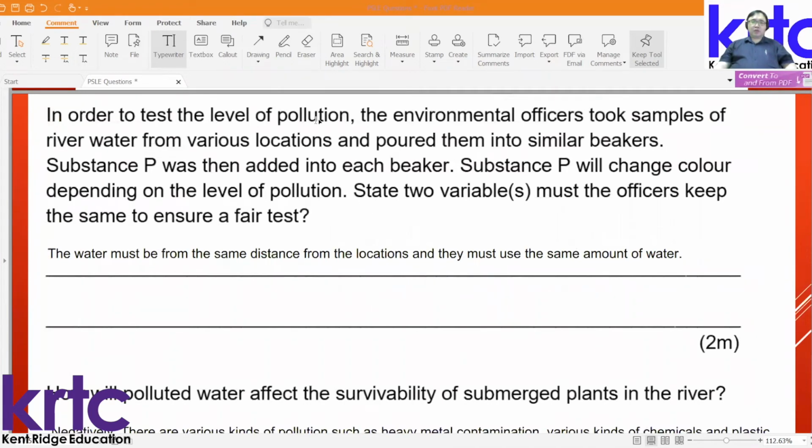In order to test the level of pollution, environmental officers took samples of river water from various locations and poured them into similar beakers. Substance P was then added to each beaker. Substance P will change color depending on the level of pollution. So basically something like an indicator.